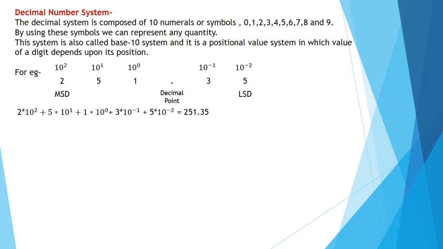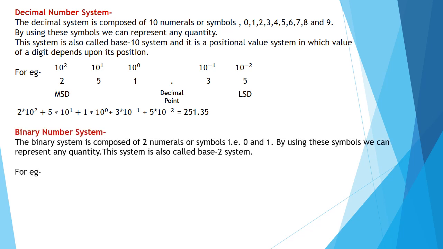Okay, next is the binary number system. Most of the time you must have heard that a computer works on the binary number system, that is 0 and 1. So let's see what the binary number system is. The name binary refers to 2. The binary system is composed of two numerals or symbols, that is 0 and 1, and by using these symbols we can represent any quantity in the binary number system. Since there are only two symbols, this system is known as the base 2 system.